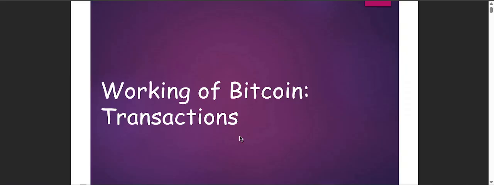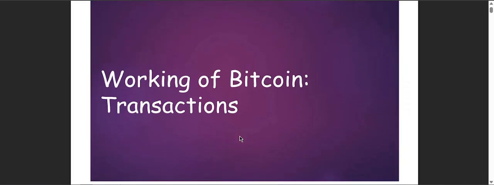Okay, so next we are going to look at the components of Bitcoin. What are the components that Bitcoin will have? First is the wallet. So what do we mean by the wallet? It is nothing but a private key and a public key. Then the transactions, and it consists of a block and a miner, the blockchain architecture, and network nodes.